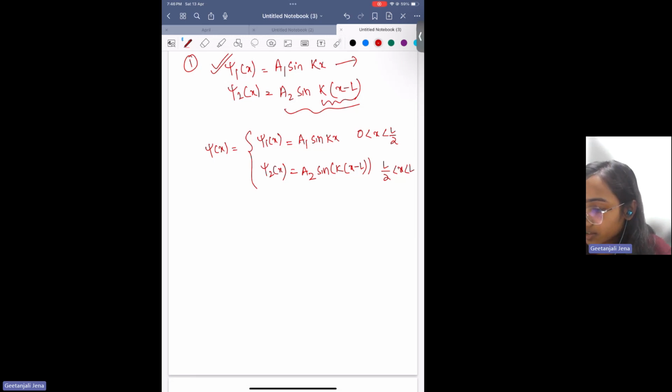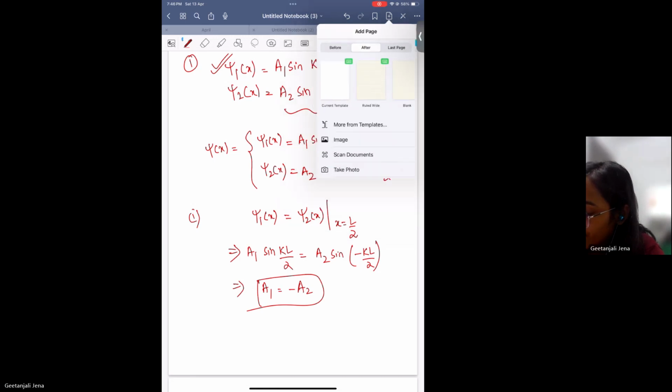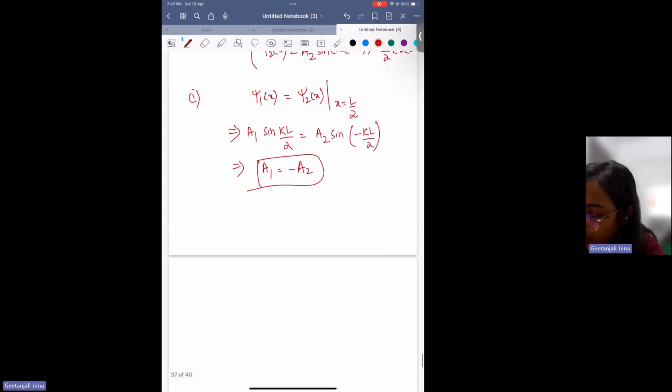Okay, so let us see the first continuity. The first continuity is that psi of x is continuous. That means psi1(x) equals psi2(x) at x equal to L/2. The boundary point is x equal to L/2 where we have a Dirac delta potential. So that means this will be A1 sin(kL/2) and this is A2 sin(minus kL/2). So this equation gives A1 is minus A2. So this is the first continuity.